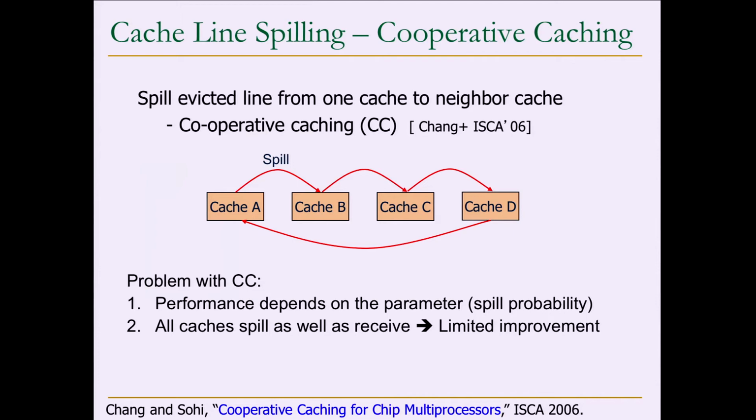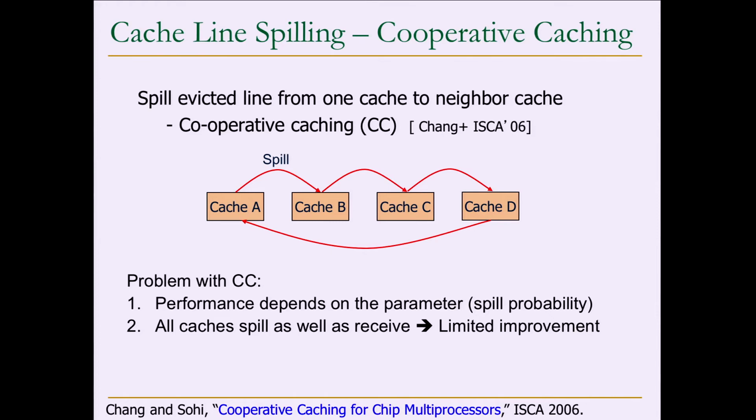So one idea that was actually proposed about 10 years ago again also is cooperative caching, what I discussed earlier for chip multiprocessors. You spill an evicted cache line from this cache to a neighbor cache. And this work basically proposed whenever you evict a cache line, you spill it. And whenever this evicts a cache line, it spills it. That may not be a great solution because you don't necessarily need to spill all the time. So this caused a lot of traffic, actually, because of spilling. And the performance depends on the parameter. They had a spill probability.